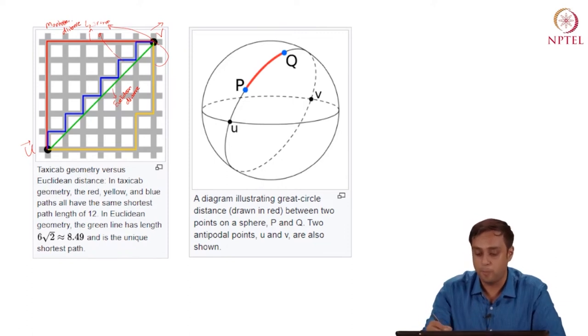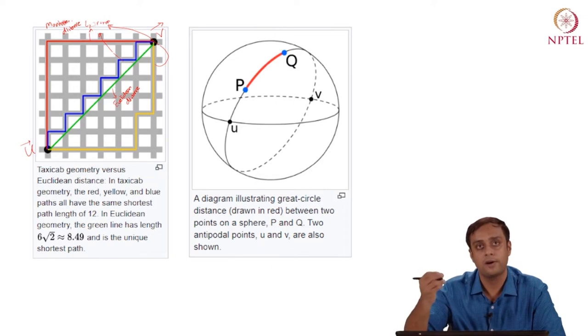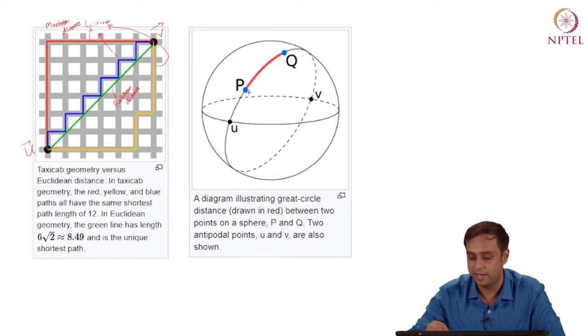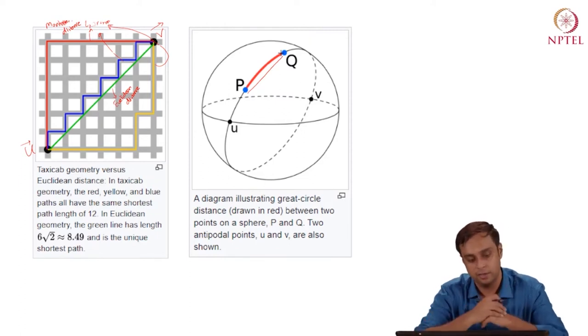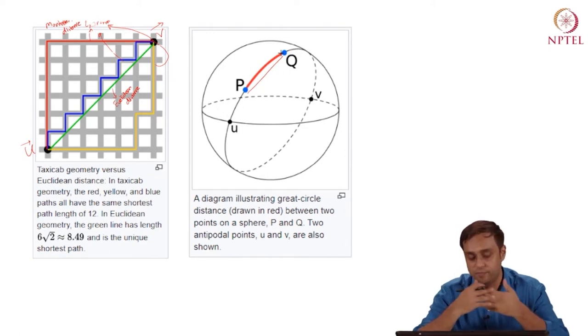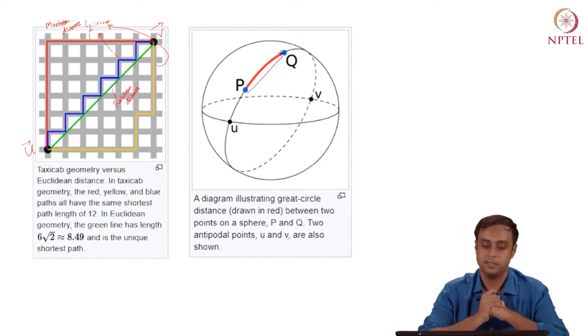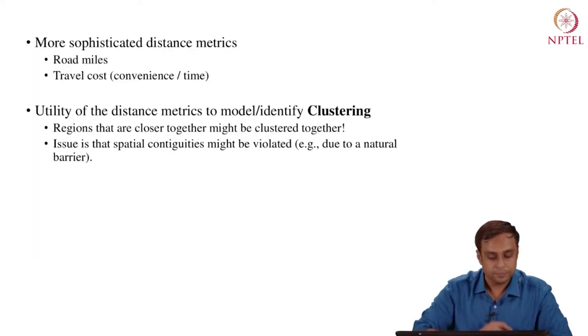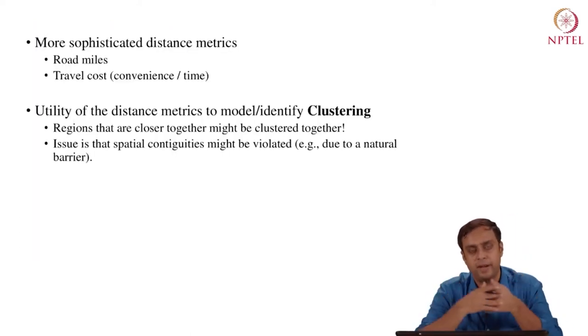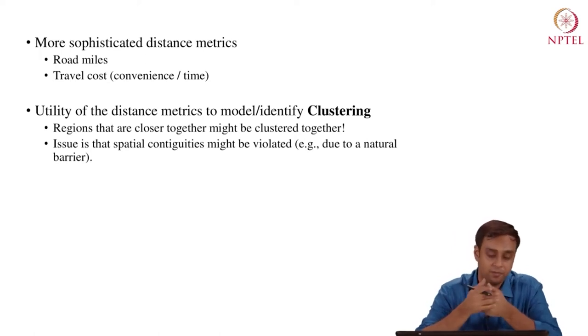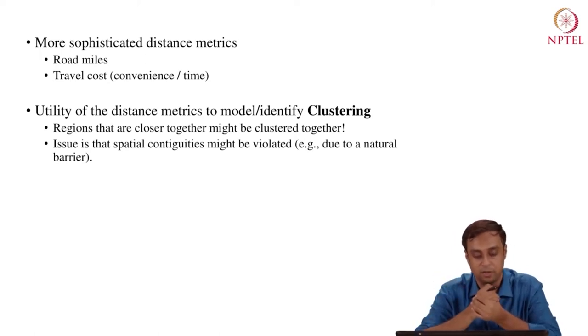So if I'm moving from point U to V, I would have to move on an arc rather than a straight line between U and V. So this distinction gives us yet another alternative measure of distance between two points in space, which is called the Great Arc distance. Okay. So these are primitive distance metrics. So we have more sophisticated distance metrics.